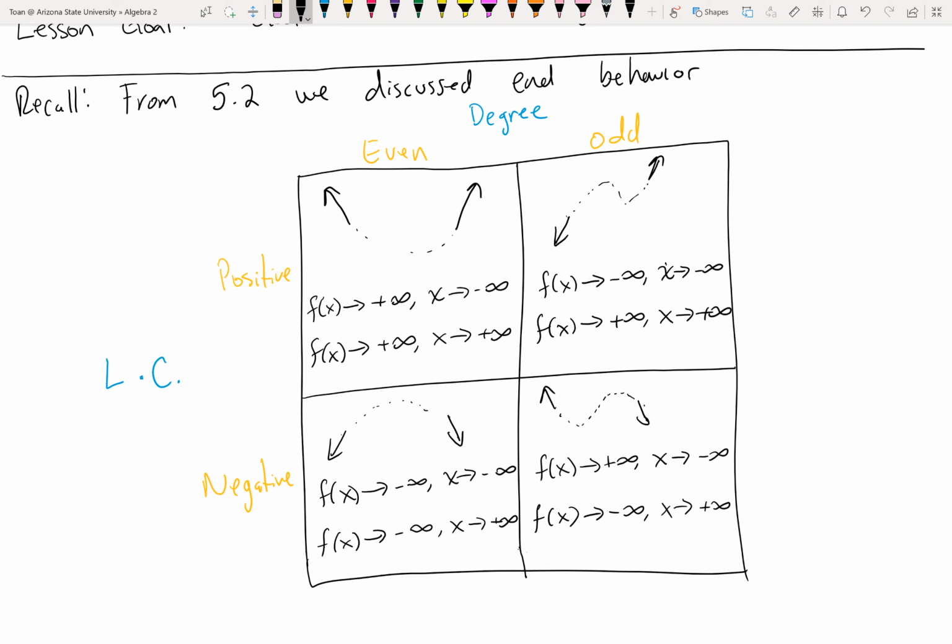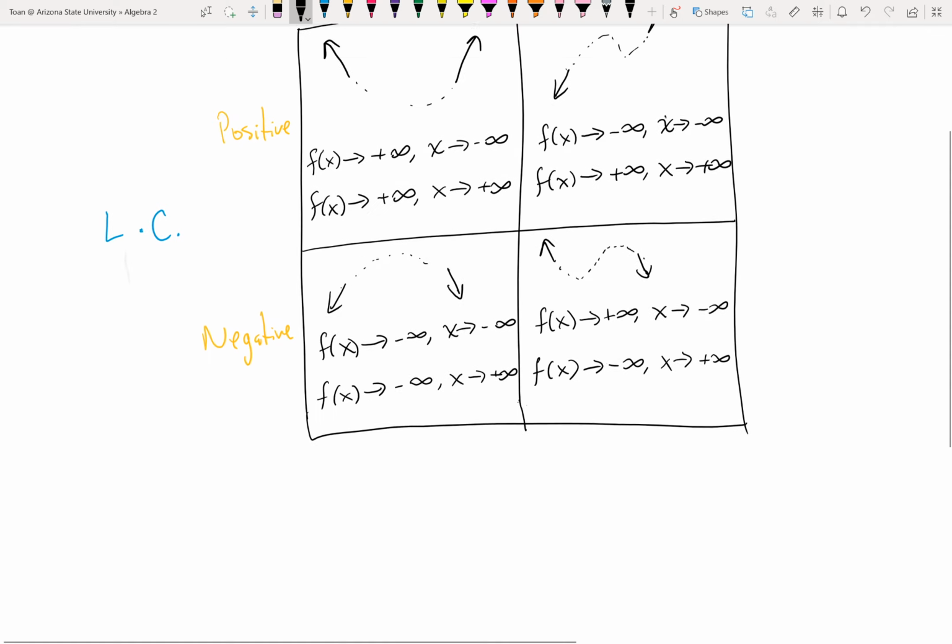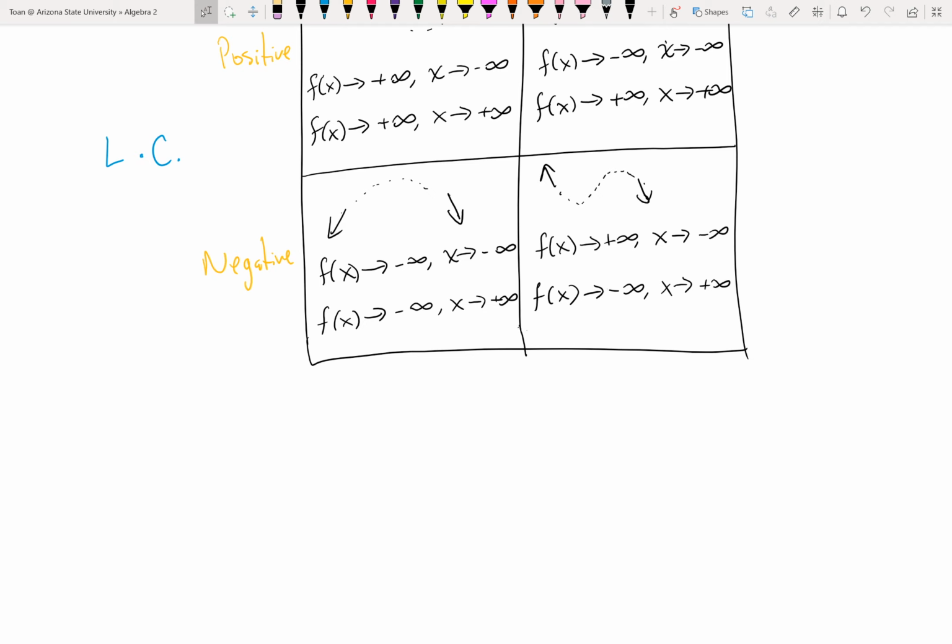So this gives us an idea of where the graph should go at the very, very ends. Right? Today we'll be analyzing what happens in the middle of the function. How can I actually figure out where those ups and downs are? I've been using very informal terms, ups and downs. But in the world of polynomial functions, those things are called turning points.